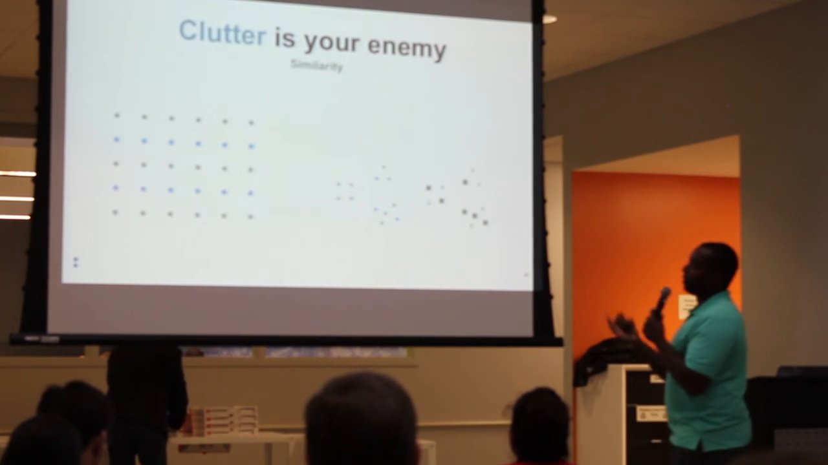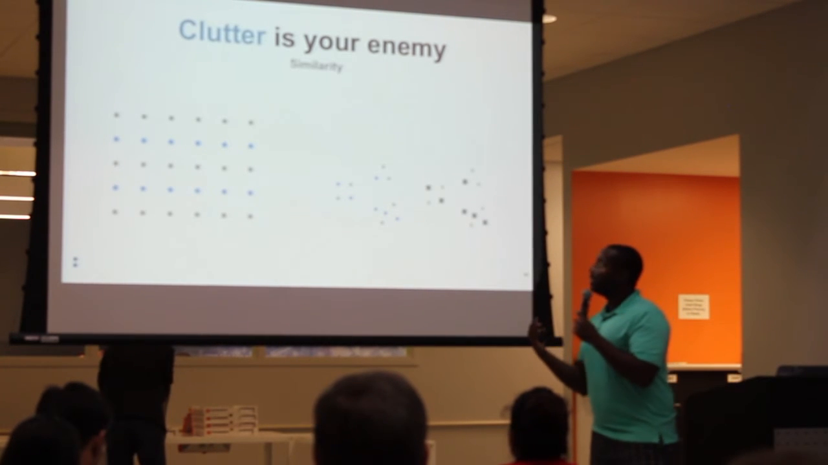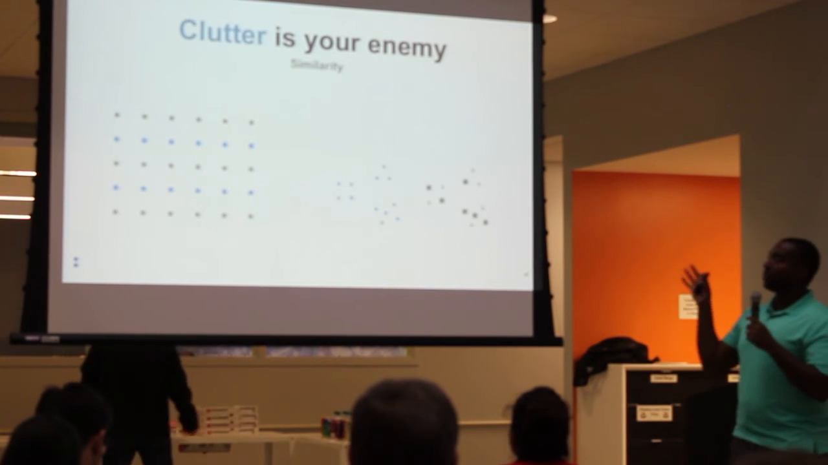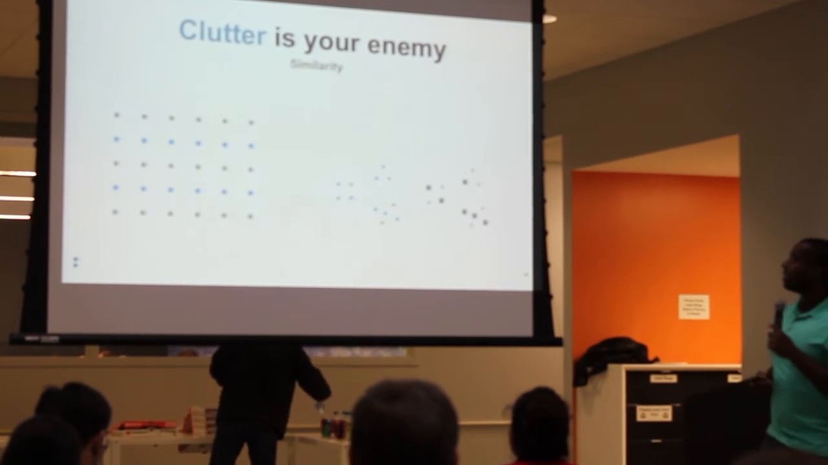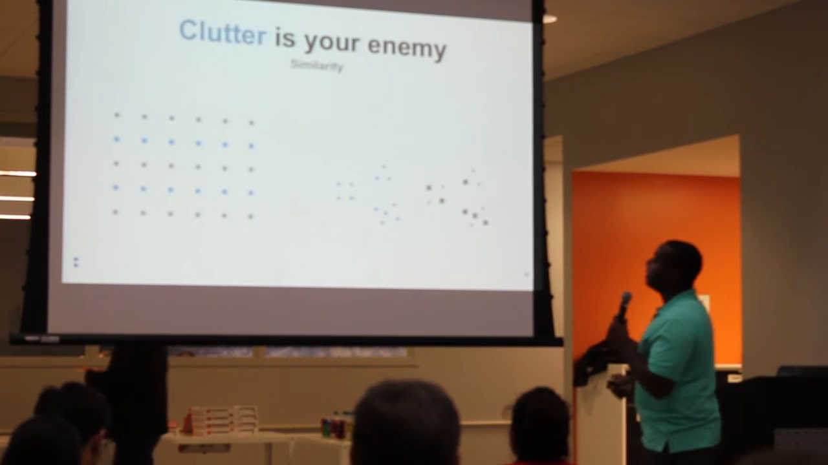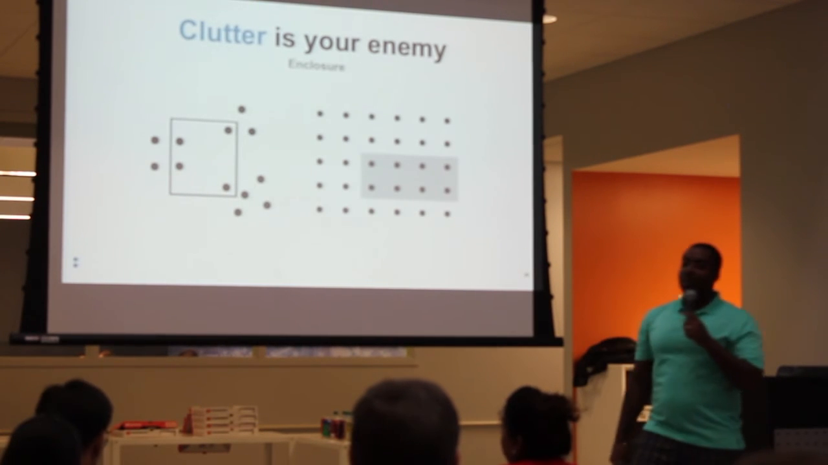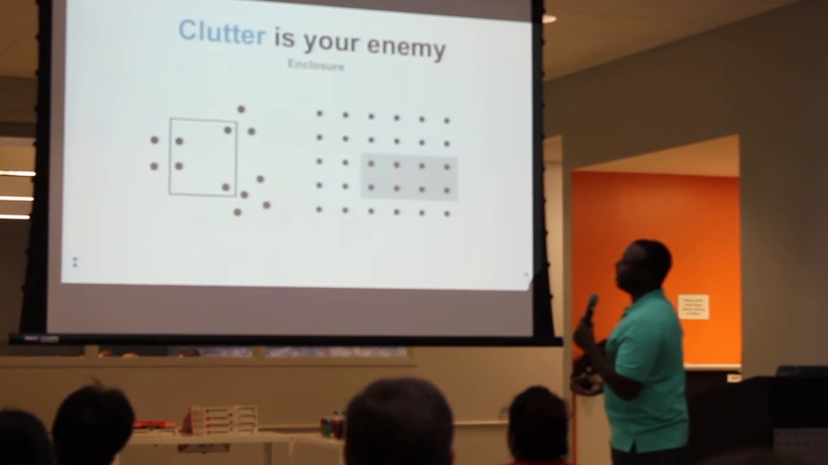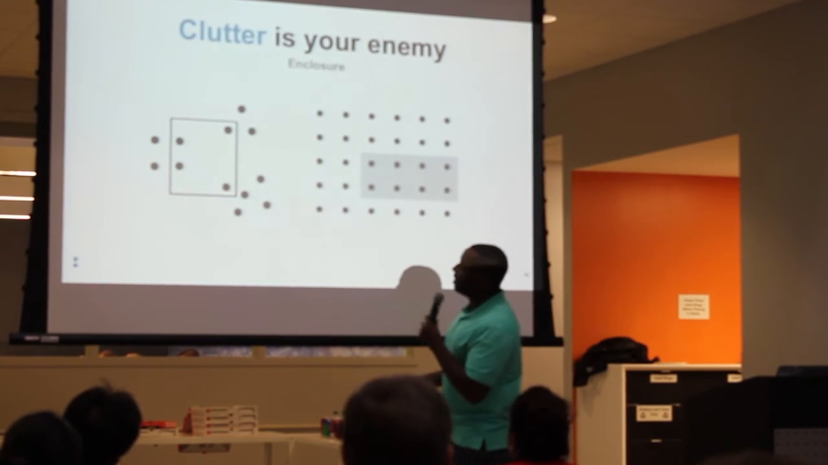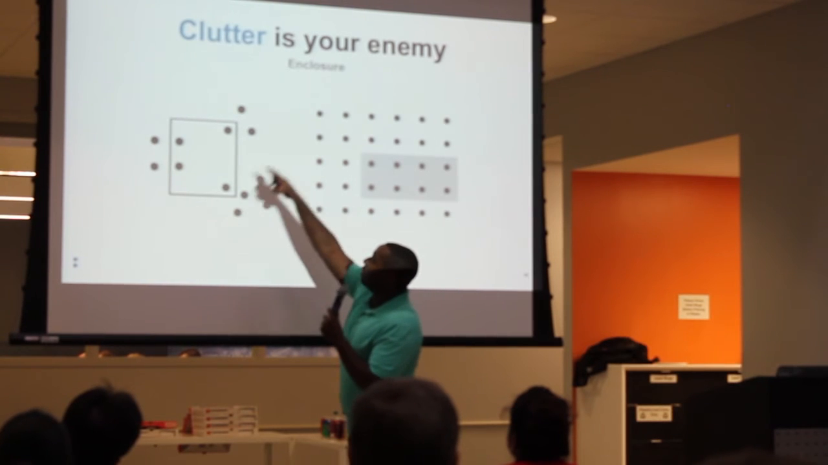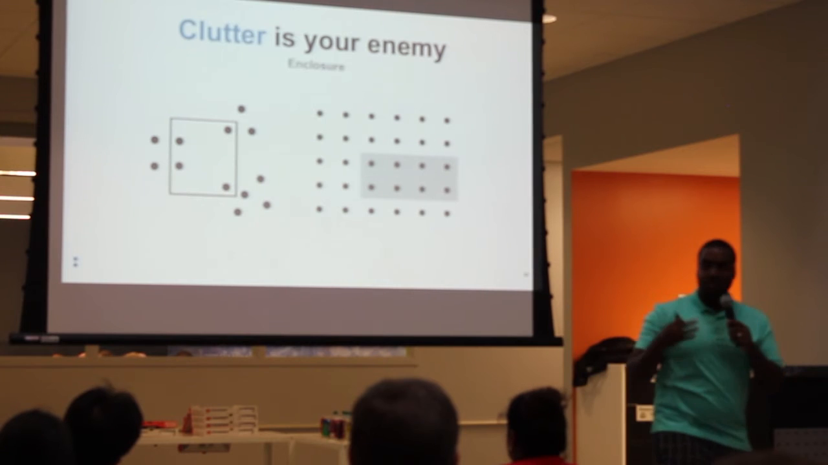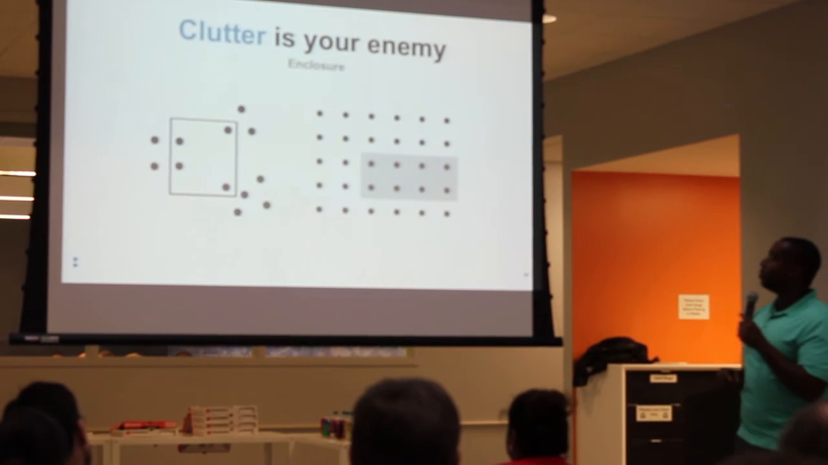Similarity, you can use similarity in color or texture. And so we know that the blue dots are somehow associated, and the gray dots are not, the squares are associated. Enclosure. And so things inside of the box you assume are associated. And this is kind of interesting because these are separated still into groups, but you seem to assume that there's some relationship between the things inside the box.